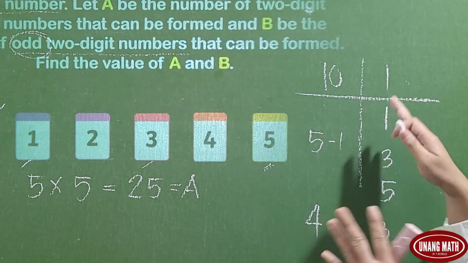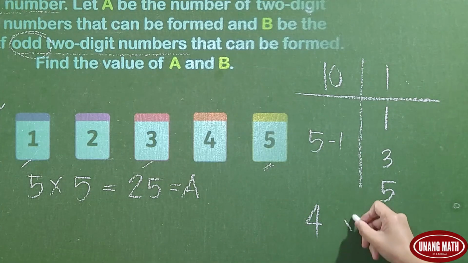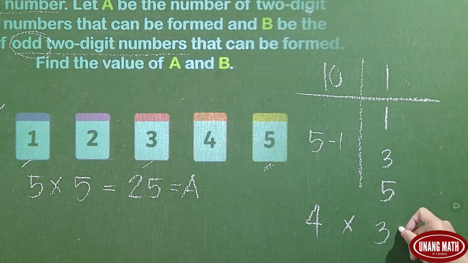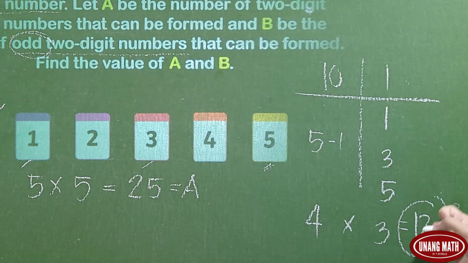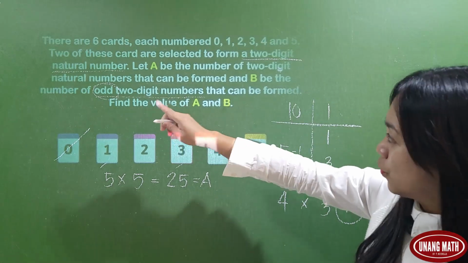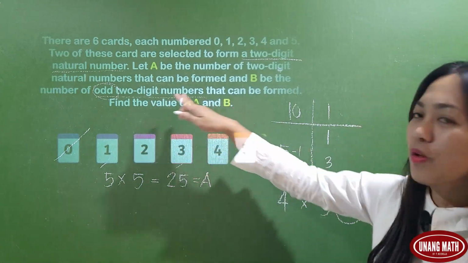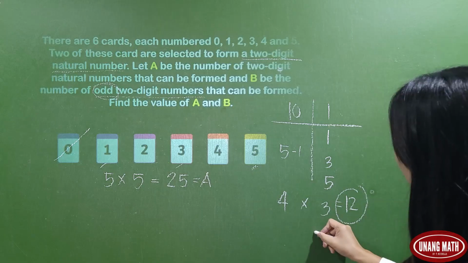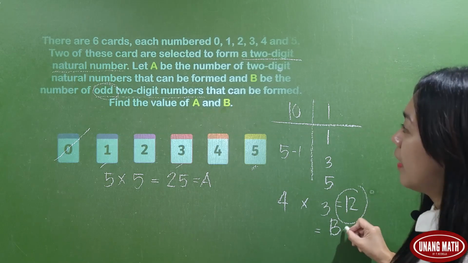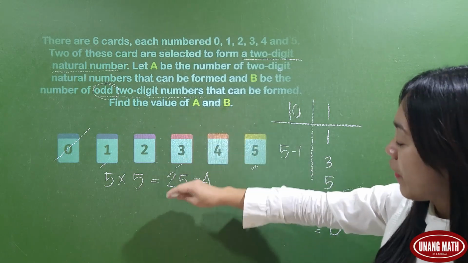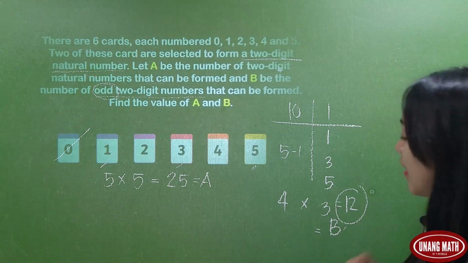Again, we are using these cards at the same time. So we multiply these numbers and this is equal to 12. So it means we can create 12 odd two-digit numbers using all these number cards. So 12 here is B. So what's the value of A? 25. B is 12.